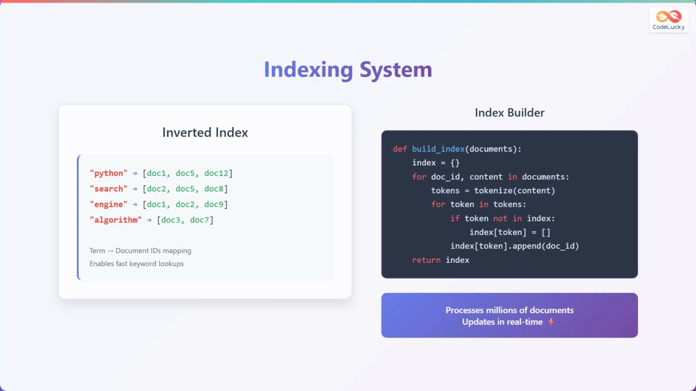This process transforms documents into a searchable index. The code sample here defines a function called build_index that takes documents as input. For each document ID and content pair, it tokenizes the content, and for each token, it updates the index, creating a list of document IDs for each term. The index builder has to be efficient to process millions of documents and must support real-time updates.